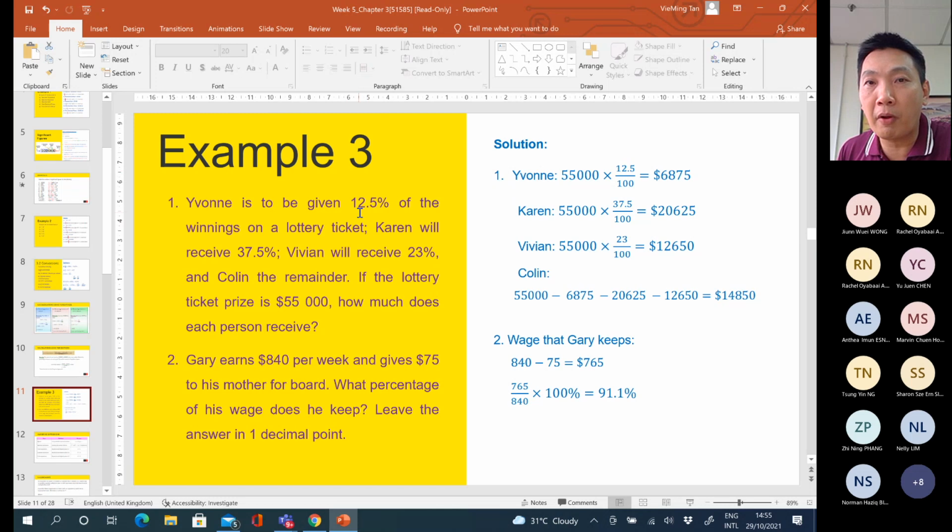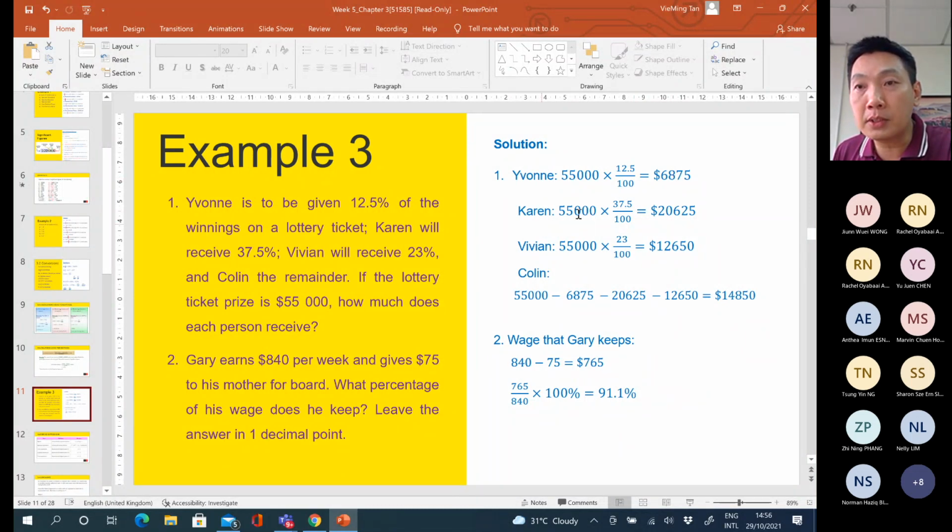For VION it is 12.5%. 12.5% means 12.5 divided by 100. Bear in mind, when we want to do any calculation, we need to convert percentage into either a fraction or a decimal number. I personally prefer to convert to decimal number directly. But if you're still not really comfortable, 12.5% means 12.5 divided by 100, so it's equal to 0.125. So 0.125 multiplied by 55,000, you'll get this number. This is the amount that will be received by VION.